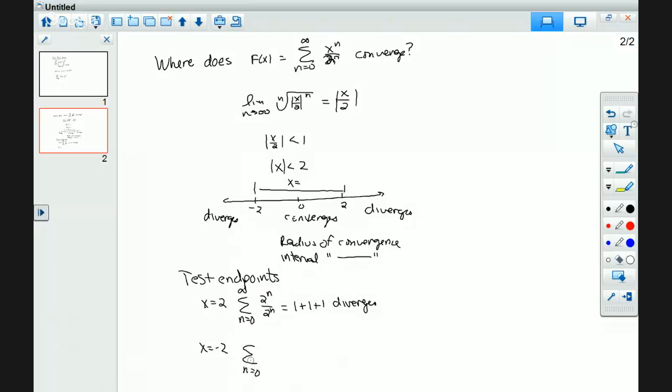I like to write these out so I can see them. You get 1 minus 1 plus 1 minus 1 plus 1. Does that diverge or converge? It does. Okay, so it diverges. All right, so at the endpoints, it does not converge. So this is actually our true radius of convergence. Okay.